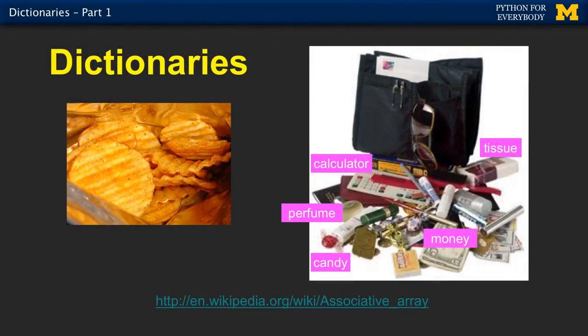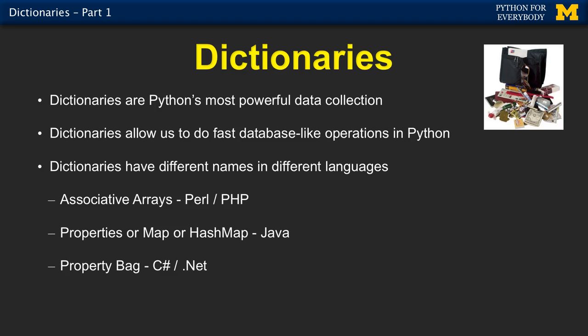The key is like the thing to unlock or the thing to find that thing. It's a general concept in many languages called an associative array, and you can look up and learn a bit more about associative arrays. In most languages, like Perl or PHP, the associative array is, again, most people's favorite data structure because you can do so many things with it. So dictionaries are Python's most powerful collection. It's like a little baby database.